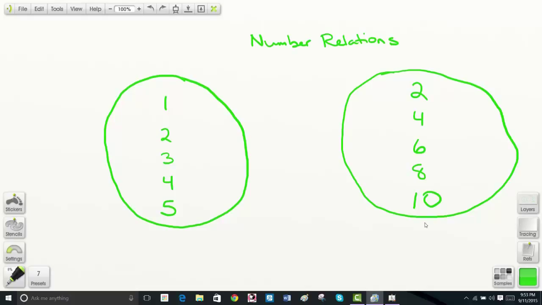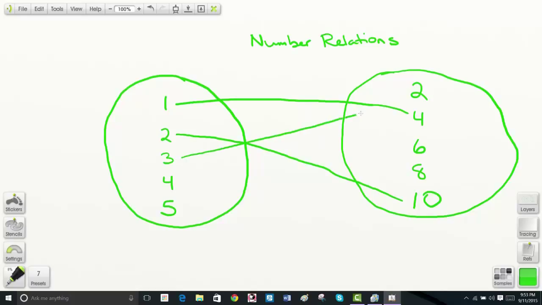And a number relation or number relationship just means that the numbers over here on the left are connected in some way to the numbers on the right. So maybe I would draw this line. This is going to show how the numbers are related. Let's say 1 is related to 4. 2 is related to 10. 3 is related to 2. 4 is related to 6, and 5 is related to 8.